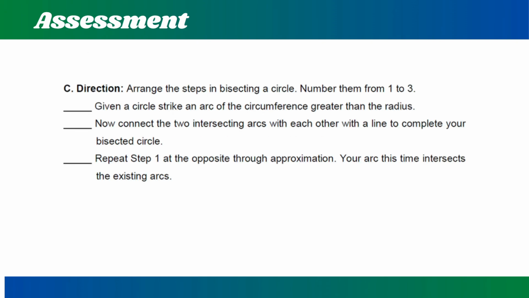Next, letter C. Arrange the steps in bisecting a circle. Number them from 1 to 3. Given a circle, strike an arc of the circumference greater than the radius. Now, connect the two intersecting arcs with each other with a line to complete your bisected circle. Repeat step 1 at the opposite through your approximation. Your arc this time intersects the existing arc.